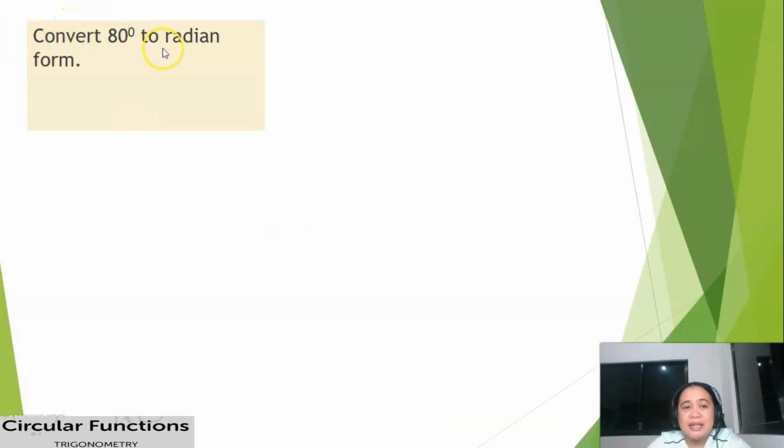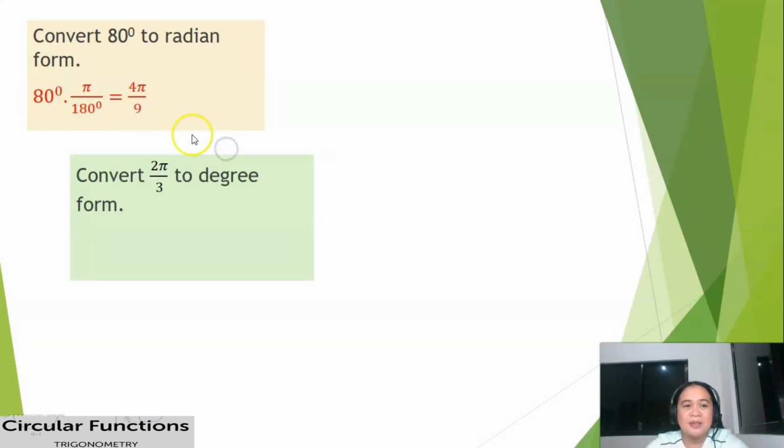Example, convert 80 degrees to radian form. So that would be 80 degrees times pi over 180. 80 over 180 is 4 over 9, so 4 pi over 9. Another example, convert 2 pi over 3 to degree form. Take note, pi is equivalent to 180 degrees, so multiply and divide by 3, you will get 120 degrees.